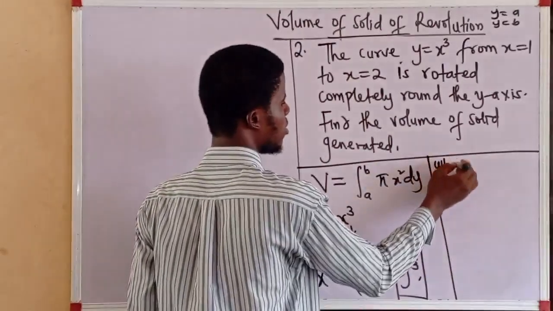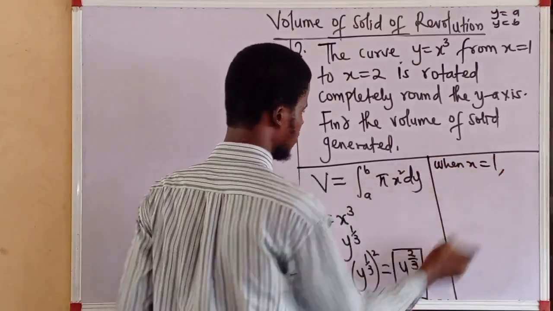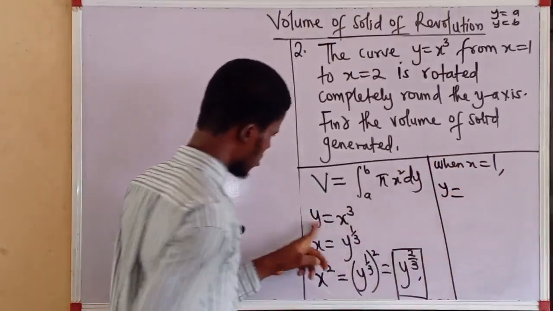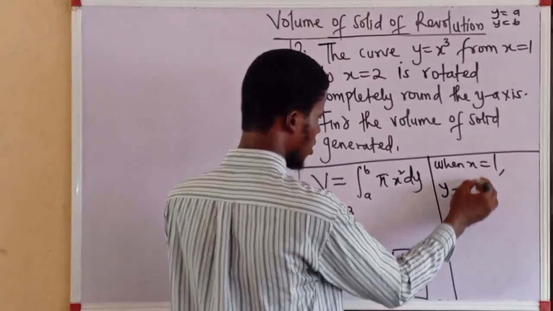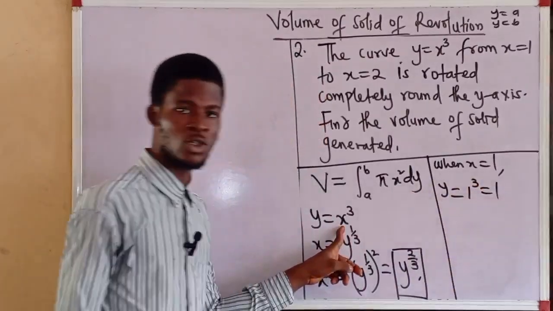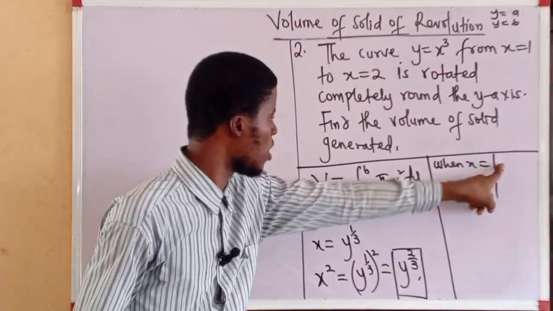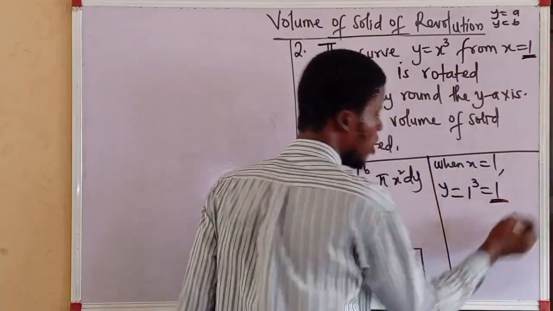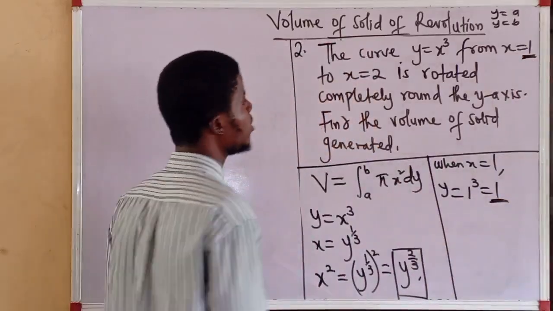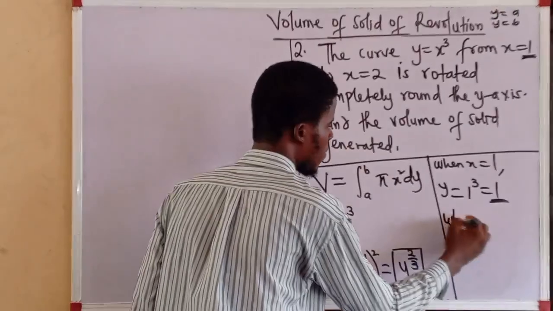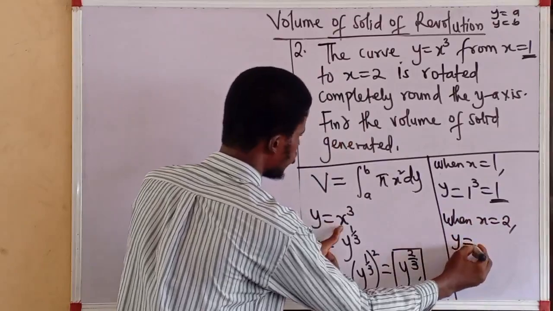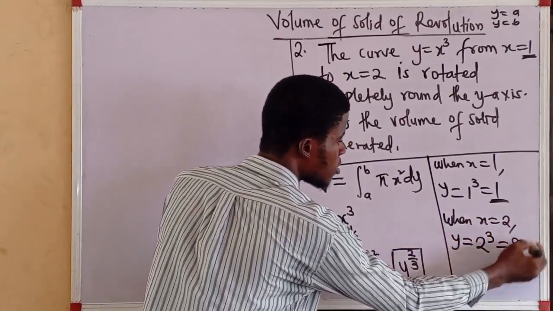So let's get the corresponding value of y when x is 1 and when x is 2. When x is equal to 1, from here I can get it. If I plug in 1 for x here, 1 cubed is 1. So when x is 1, y is 1. So this point corresponds to y equal to 1. What about when x is 2? It means that y is equal to 2 raised to the power 3, and that's 8.